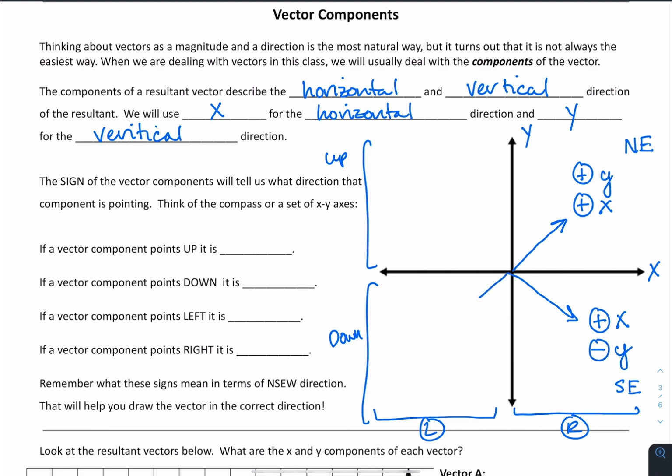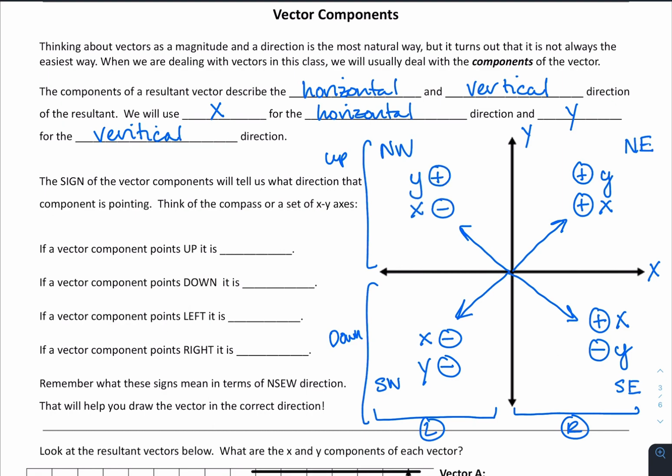All right. If we instead are over here and we are in our southwest quadrant, all right, now both things are negative. X is negative because it's to the left. Y is negative because it's down. And then if we end in our northwest quadrant, all right, we're going to see Y become positive because it's up, and X will be negative because it is to the left.